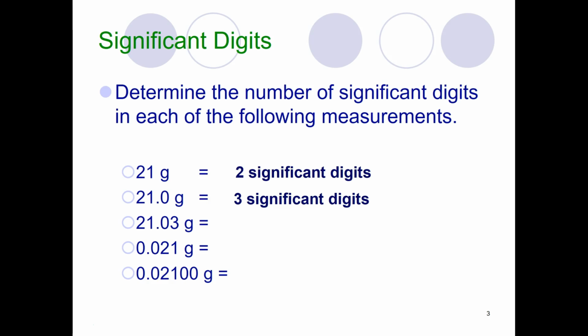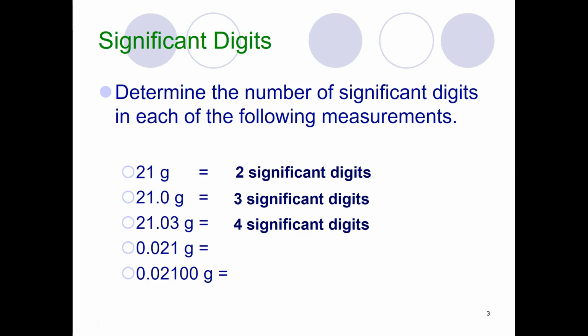21.03. The 2 and the 1 and the 3 I know are significant automatically. It's the 0 I'm not sure about. Well, in this case, the 0 is not at the left or the right. The 0 is in the middle. If it's in the middle, it's always significant. So this has 4 significant figures or significant digits.